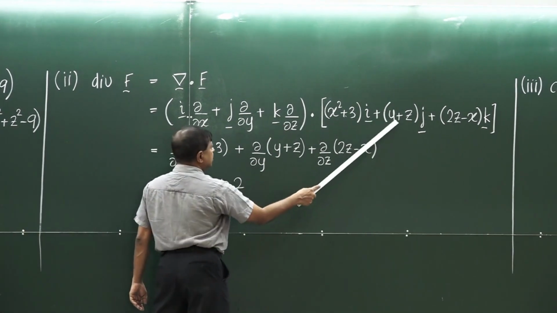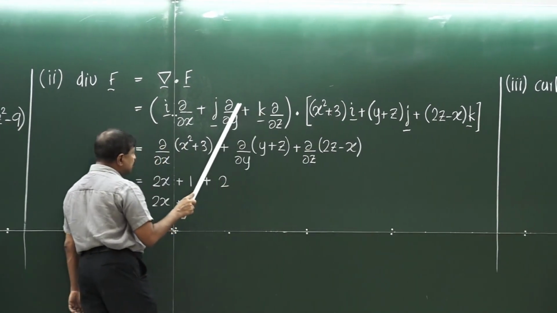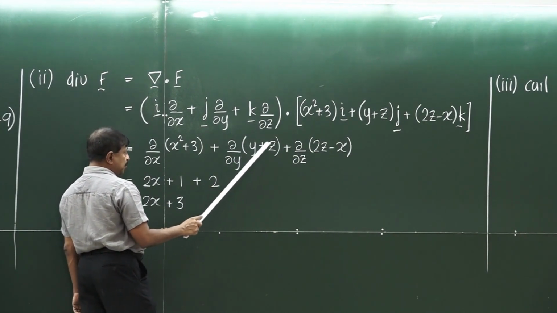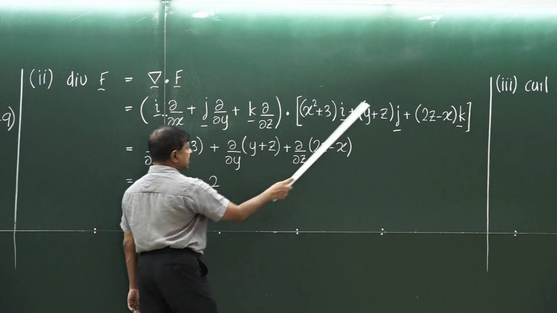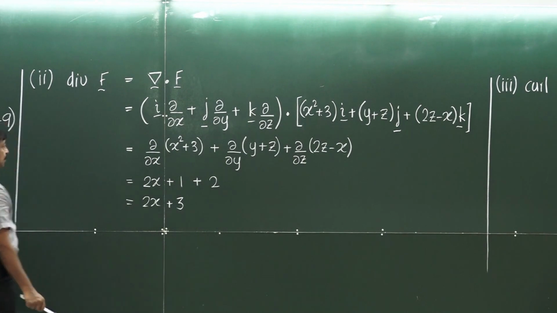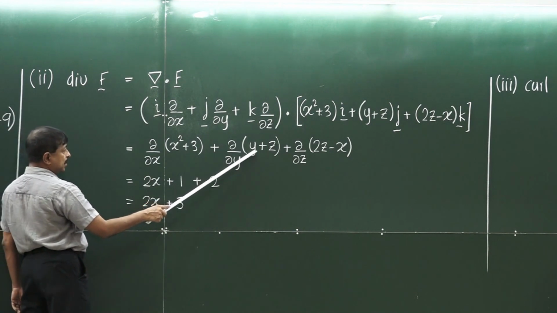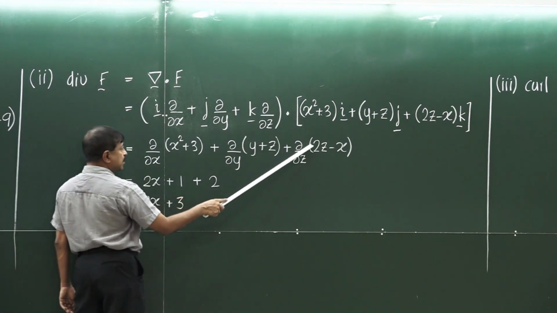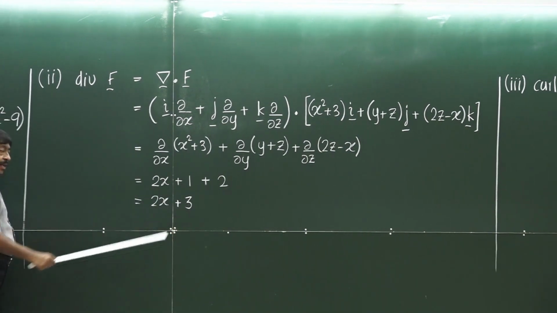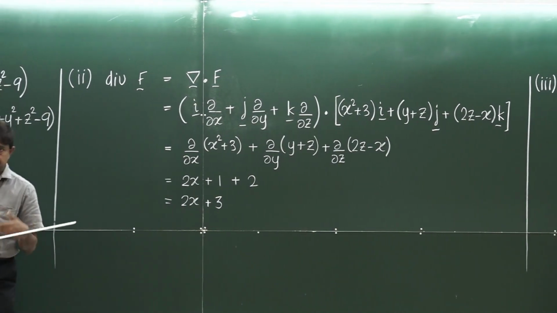Again, in this case, j dot j is 1. Therefore, this function falls on top of this one. So, you have partial over partial y. Here the function is y plus z. Similarly, in this case, this function falls here with k dot k equal to 1. Now, you simply get the partial derivatives. Here you have 2x, here the partial derivative of this is 1, the partial derivative of this with respect to z is 2. It gives you 2x plus 3 as the answer. Here it is not a vector because it is a dot product, and div f is a scalar all the time.